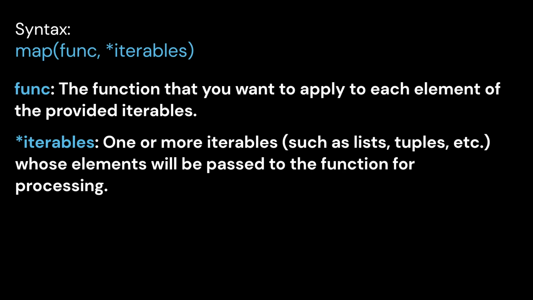Let's see the syntax first. The map function applies the specified function to each element of the given iterables and returns an iterator that yields the results. It takes in a function and one or more iterables as arguments, executing the function on corresponding elements from the iterables, element-wise. If multiple iterables are provided, the function must accept that many arguments.